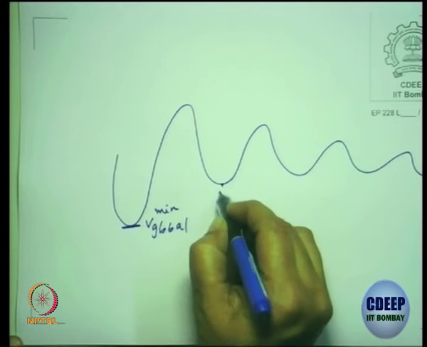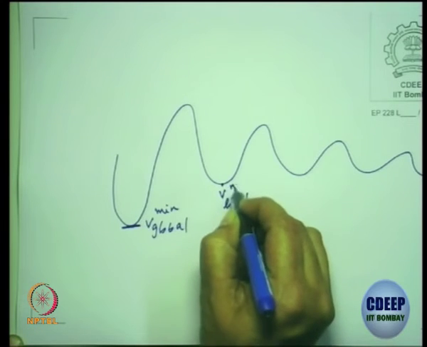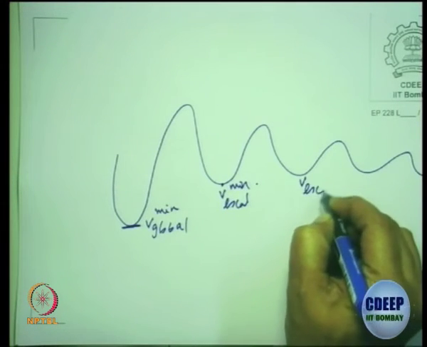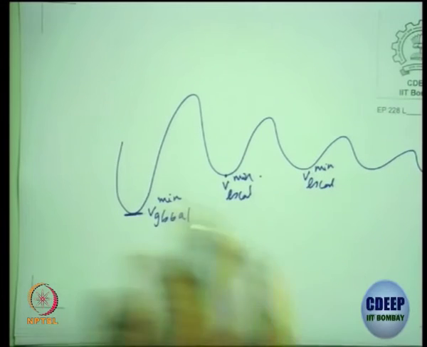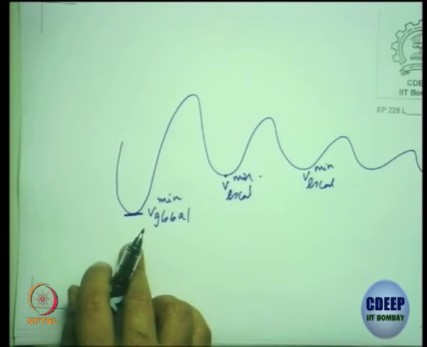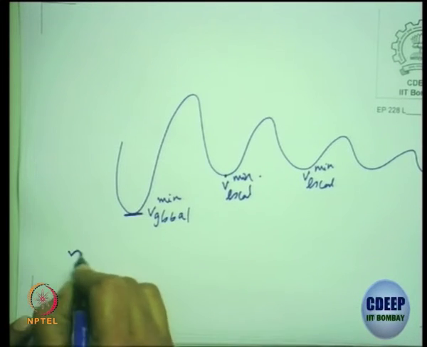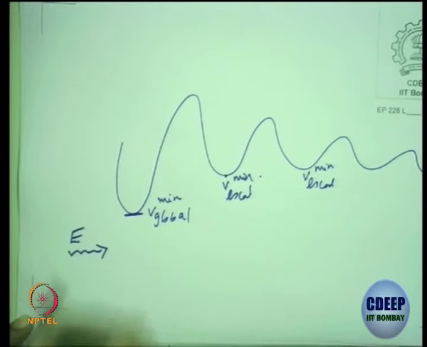These are V local minima. They are all local minima, not global. This is the global minimum. Suppose this is the whole range of the region I am taking. The lowest potential energy will give you the global minimum. If the energy of the particle which is coming is less than the global minimum, is there a solution possible?